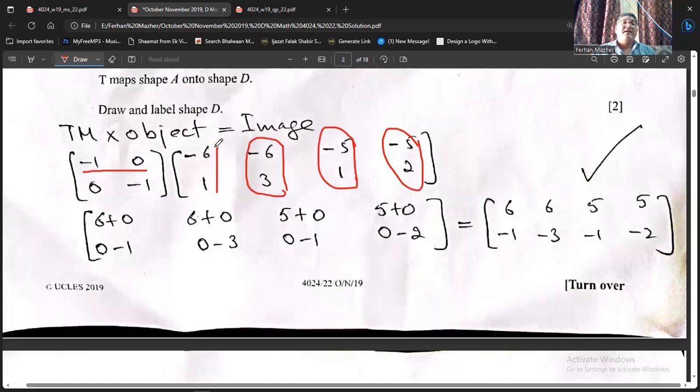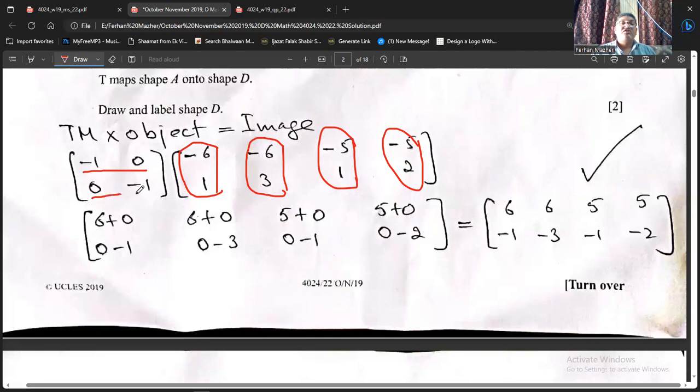And then it will multiply with each column. -1, -6, 6, 0 into 1 will be 0. -1, -6, it is +6, 0 into 3 is 0. -1 into -5 is 5, 0 into 1 is 0. -1 into -5 is 5, 0 into 2 is 2, 0, sorry.